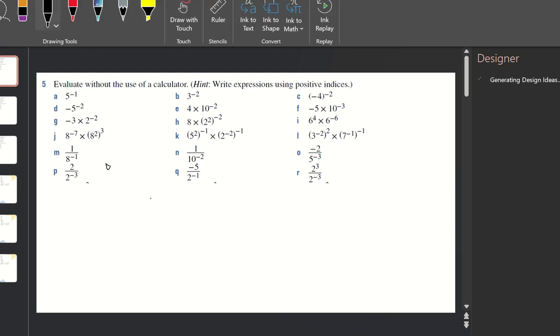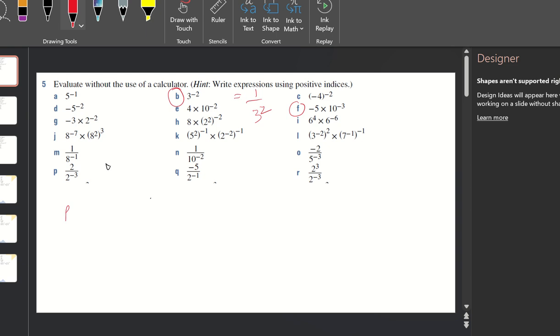Okay, we're looking at question B. It normally says positive indices, so B basically is 1 by 3 squared.